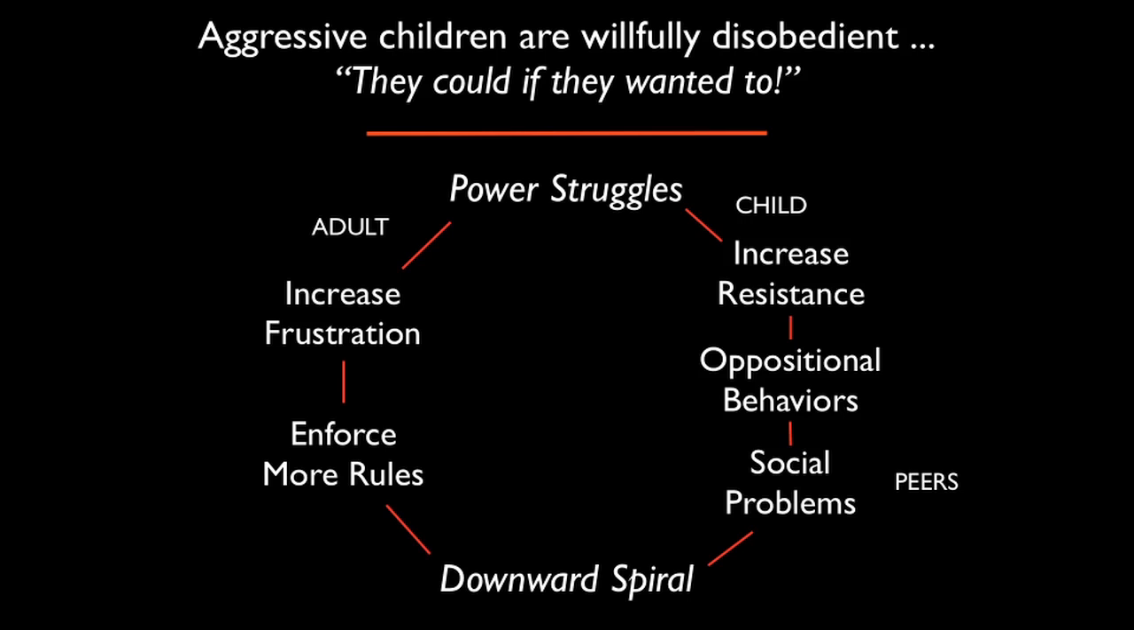This is a little hard to read, so I've broken it down into 2 slides. So here's one worldview, which says that aggressive children are willfully disobedient. They could behave if they wanted to, and this typically results in power struggles. Power struggles lead to a downward spiral in the relationship between the adult and the child. The adult experiences increased frustration and enforces the rules more strictly. Meanwhile, the child is increasing their resistance and opposition, and at the same time becoming increasingly isolated from their peer group. This is a downward spiral, and it can only lead to kids being placed in special placements where the downward spiral is likely to happen all over again.